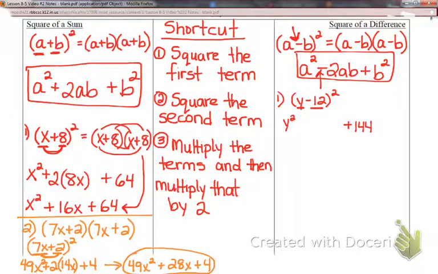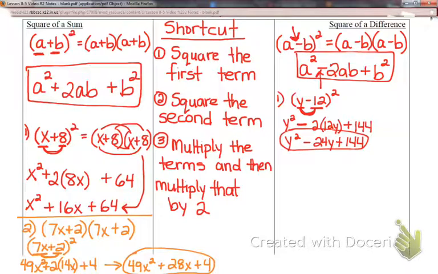That middle term, remember, it's going to have a minus here. That's the difference with these. And then to get it, I want to multiply my two terms together. That'll be 12y. And then take that times 2. So my final answer will be y squared minus 24y plus 144.